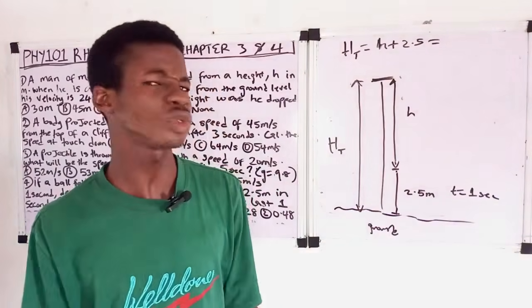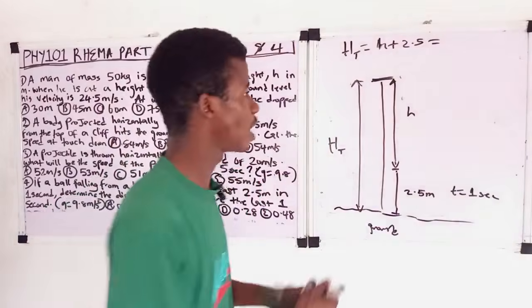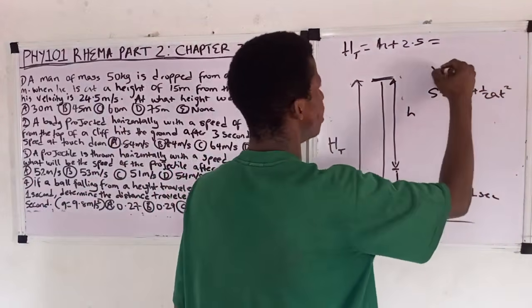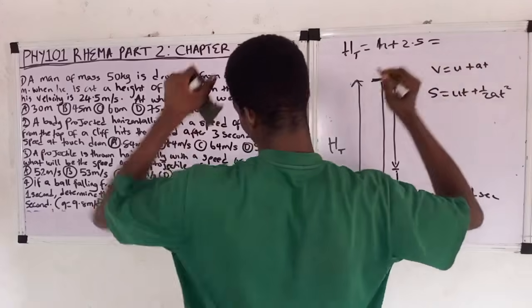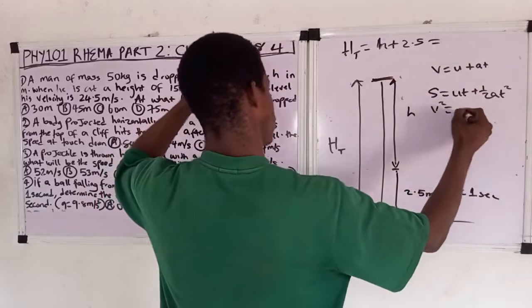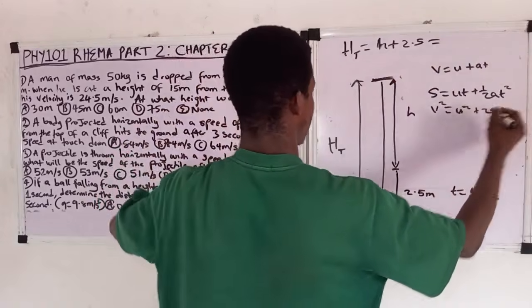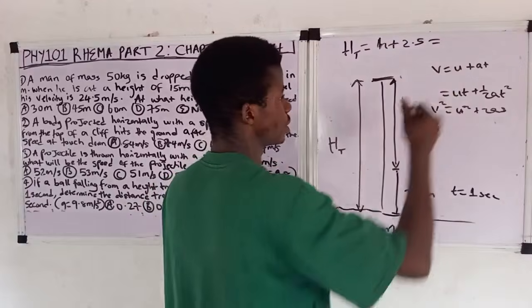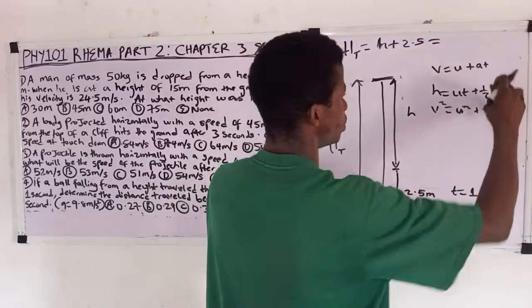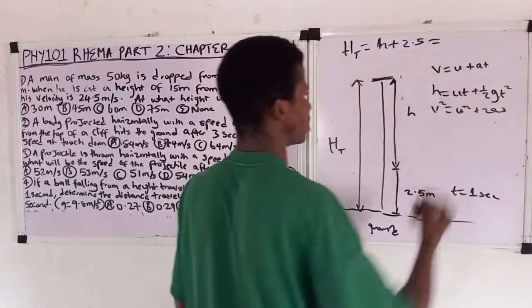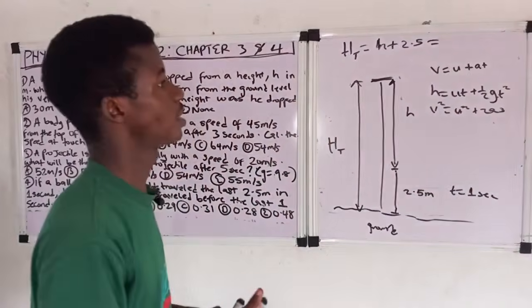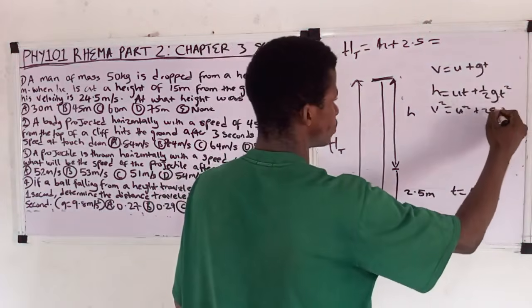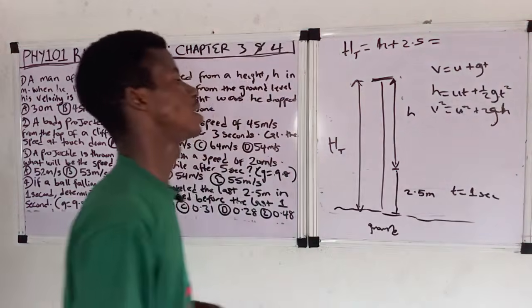So which formula are we going to use? The normal equations of motion: s equals ut plus half at square. Remember, we have v equals u plus at, and v square equals u square plus 2as, right? Since we are dealing with vertical motion, s will turn to h, and a will turn to g, right? Let's look at the question.